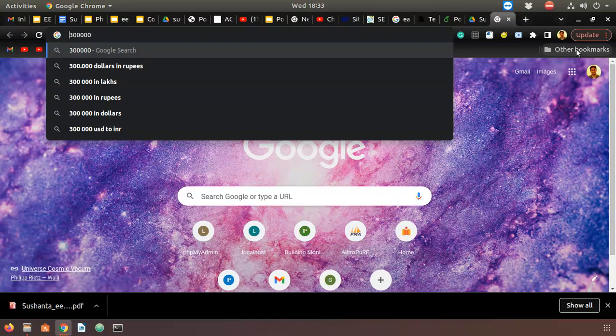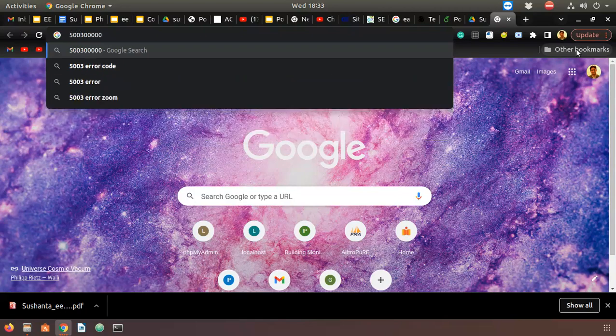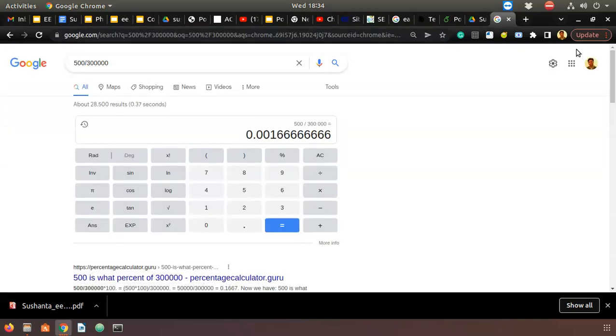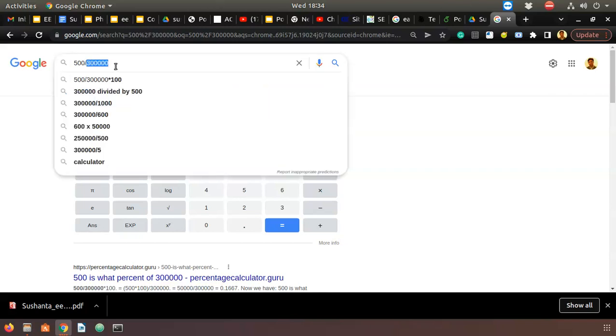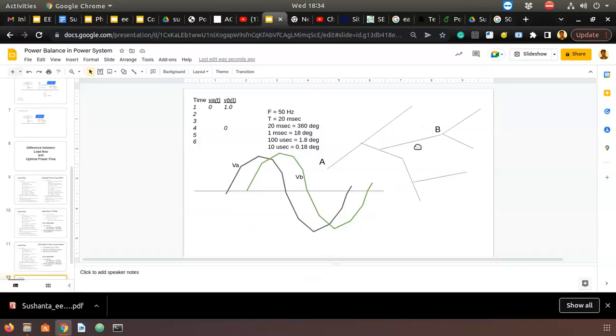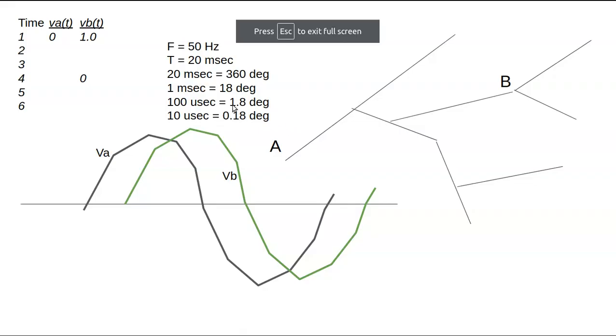Now my 500 kilometers is my distance, right? So distance divided by speed gives time in seconds. This is the speed of light in kilometers per second. So how much time does it take for light to travel from A to B? 1.6 milliseconds. That means for the information to travel it will also take 1.6 milliseconds. But the problem is that for 1.6 milliseconds, again there is this 18 degrees.